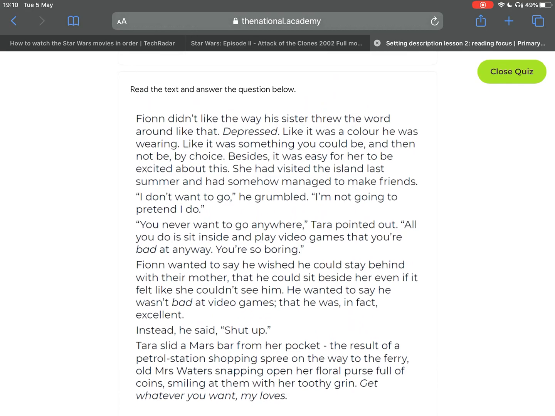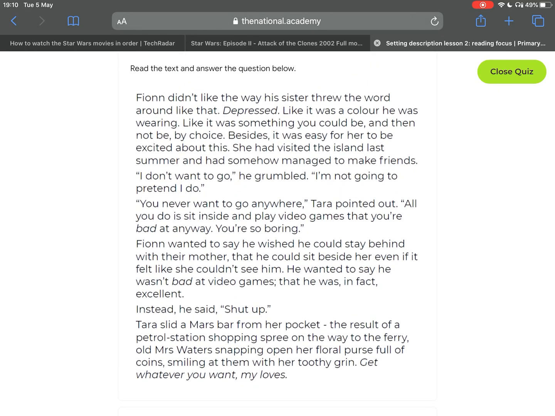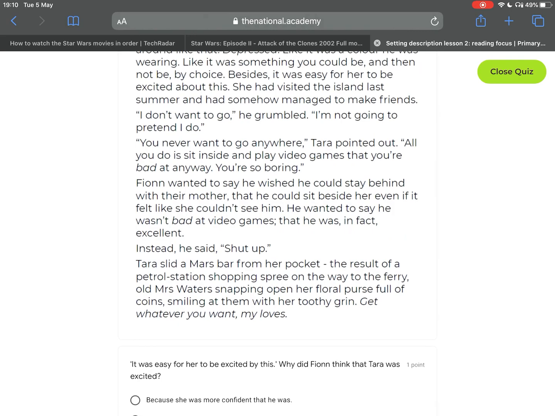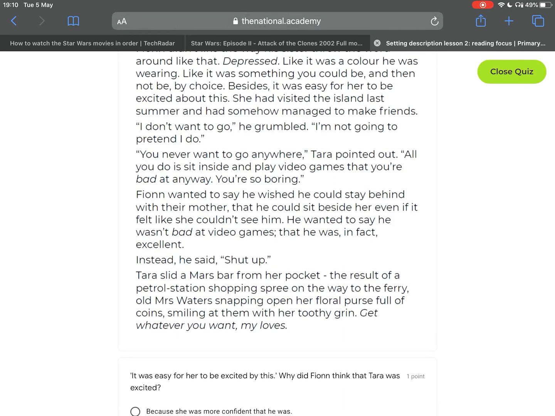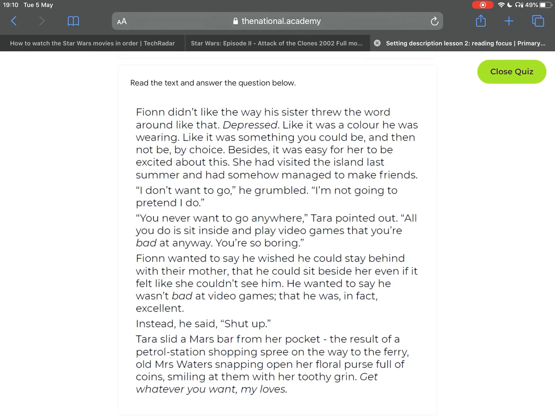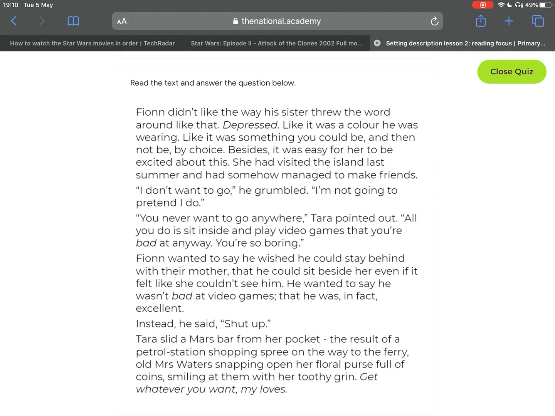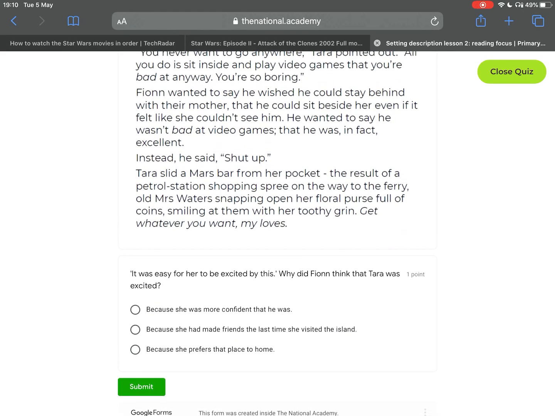Here you need to read the text. There. It is easy for her to be excited by this. Why did Fionn think that Tara was excited? Let's see, where is that? Besides, it was easy for her to be excited by this. She had visited the last summer and had somehow managed to make friends. So, the answer would be because she had made friends the last time she had visited the island.